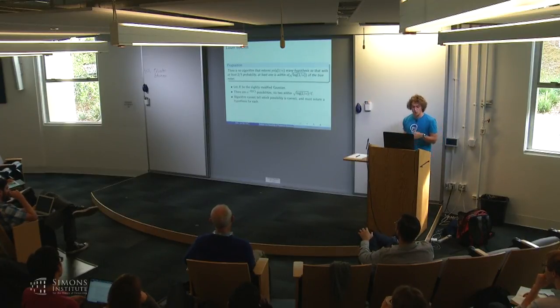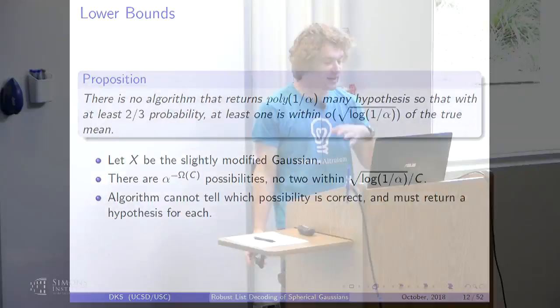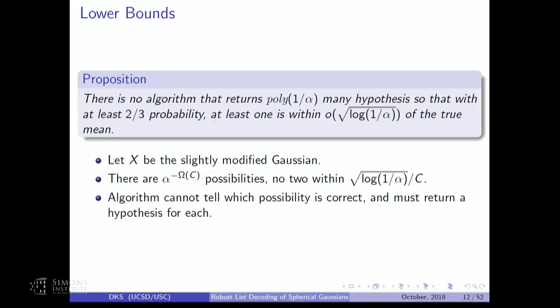Okay, so the proposition is that there's no algorithm that returns only polynomial in 1 over alpha many hypotheses, so that with probability at least 2/3, guarantees that one of the hypotheses is little o of root 1 over alpha from the true mean. And the counterexample is exactly what I said. You start with your standard Gaussian, you add this tiny bit of extra tails that allows you to hide this super polynomial number of Gaussians, where any two of them have means separated by about square root log 1 over alpha. There's no way your algorithm can tell which of these hidden Gaussians is the real one. And so unless you're willing to return one hypothesis for each of these Gaussians or are allowing error of square root log 1 over alpha, there's nothing you can do other than return a super polynomial number of hypotheses.